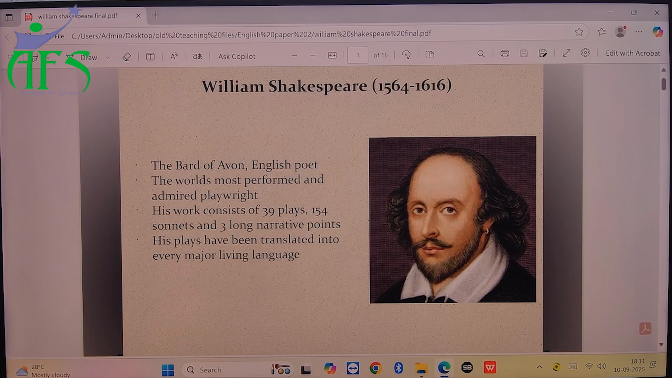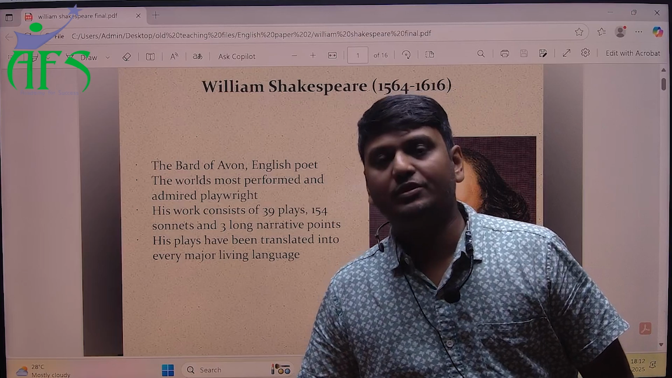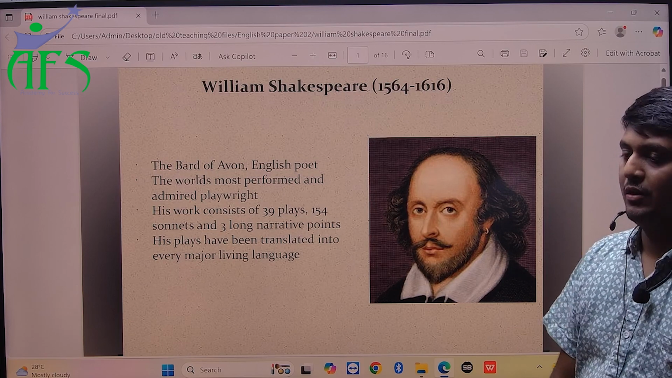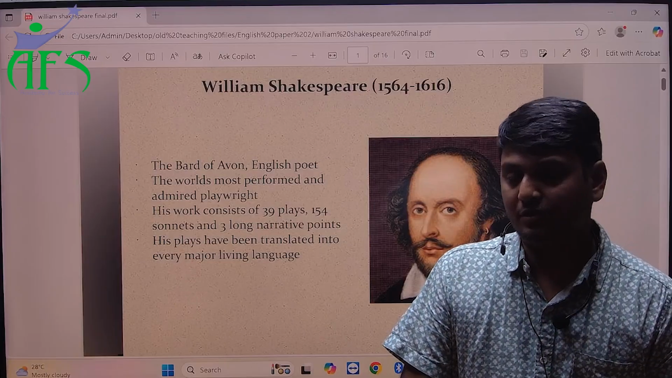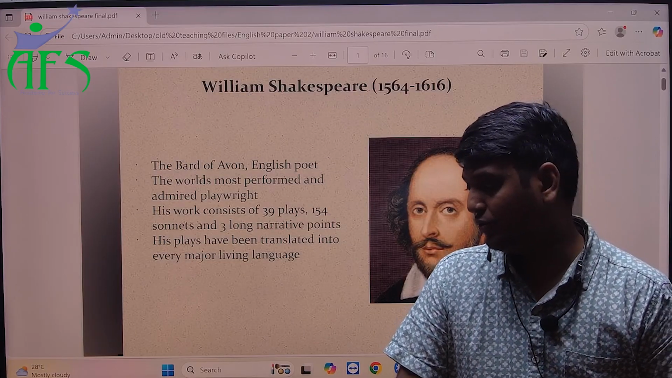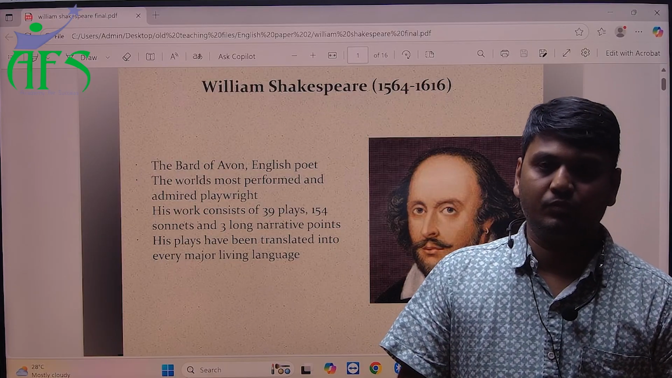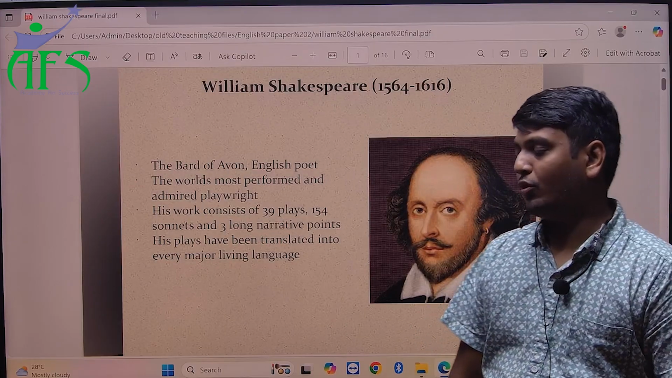Still, he is being studied in each and every major university of the world, and his plays have been translated into every major living language. So Marathi is not an exception. We can see the translation of William Shakespeare's work in the Marathi language also. So this is a kind of formal introduction. We all know the importance of William Shakespeare.